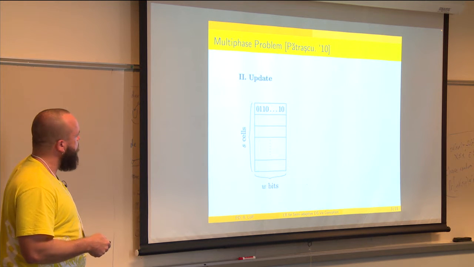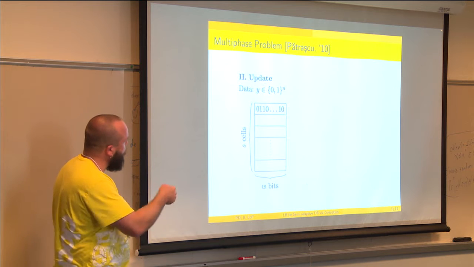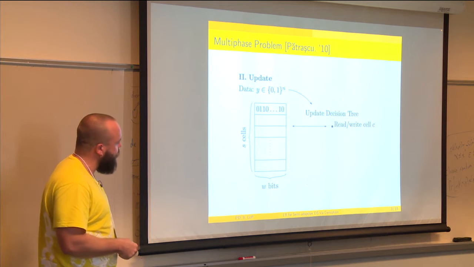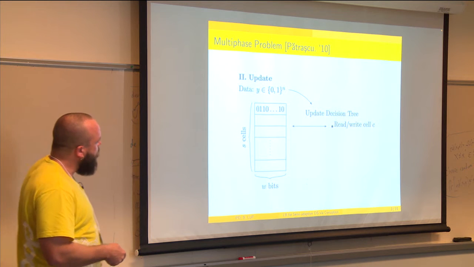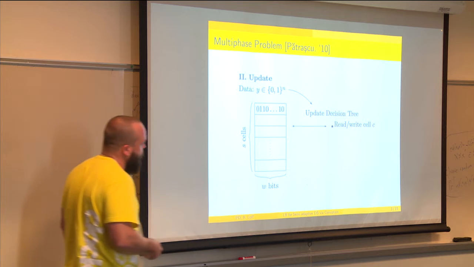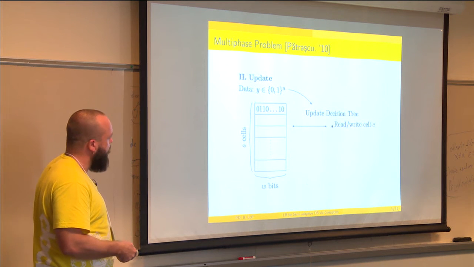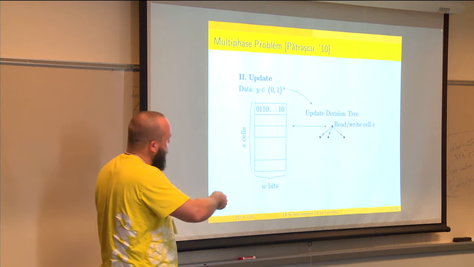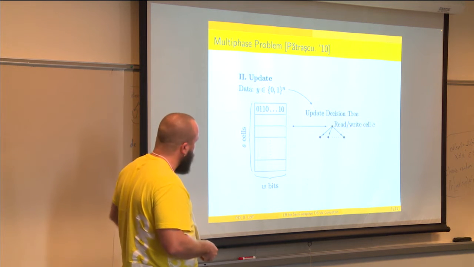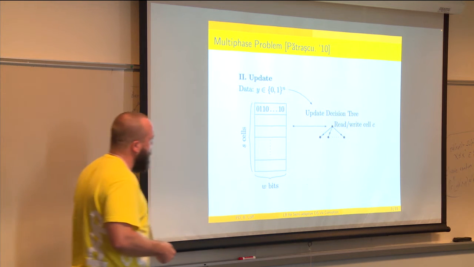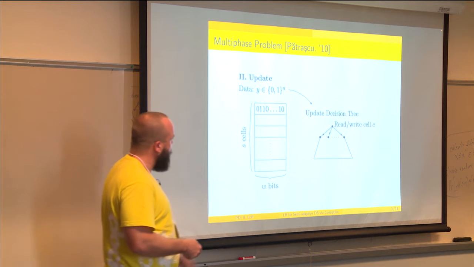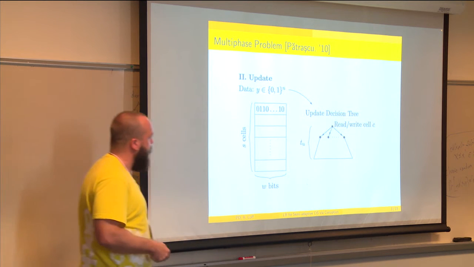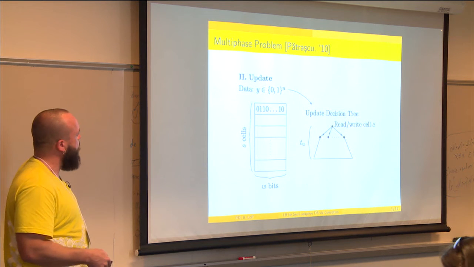So the second phase is the update. We get another string y of n bits, and we want to update our data structure, and we consider it as a decision tree. So we read some cell c, and according to its value, we can write into a cell, and then read another cell according to the value in c, and then we continue. The depth of the tree is our update time.